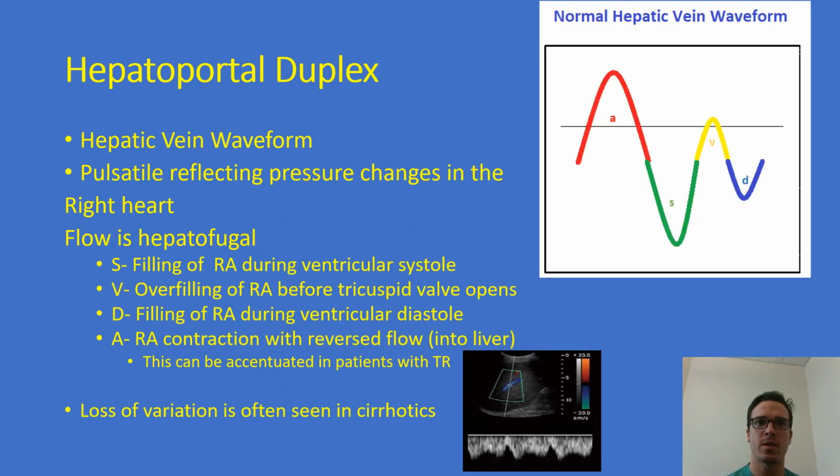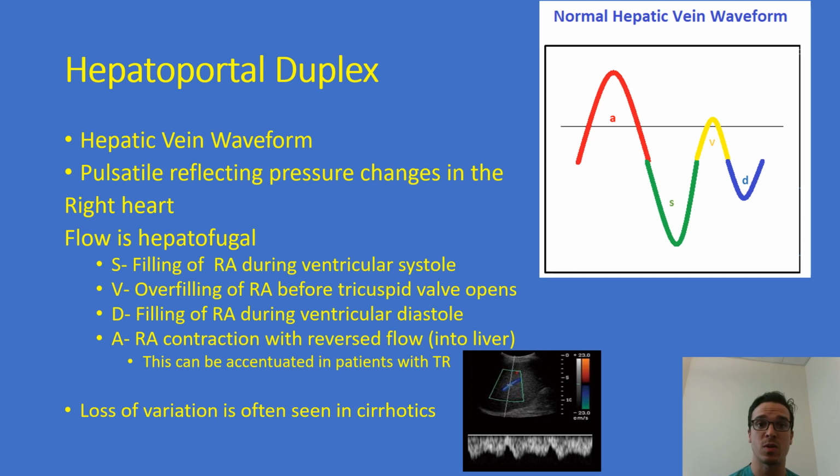The hepatic vein, on the other hand, has a pulsatile waveform which reflects changes in the right heart. Flow is hepatofugal and can be broken down into four major components: the S phase, which is filling of the right atrium during ventricular systole; the V phase, which is overfilling of the right atrium before the tricuspid valve opens; the D phase, which is filling of the right atrium during ventricular diastole; and the A phase. This is right atrial contraction with a reverse flow into the liver.